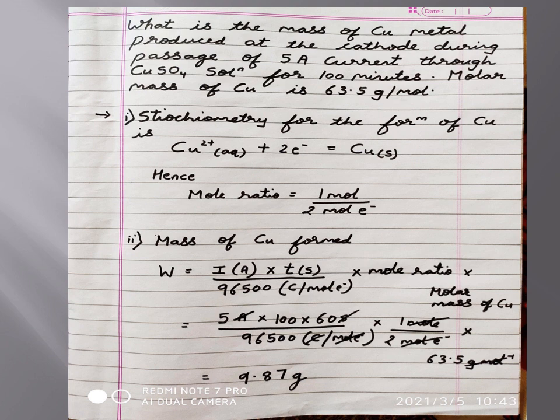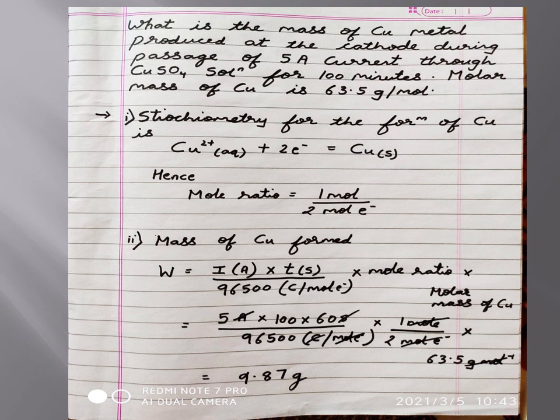Now students, in this we are able to calculate the amount of substance that is deposited at the cathode, and to calculate the volume of the gas that is being liberated, or the weight of the gas that is being liberated. Now students, in this type of numerical that you all can see on the slide, we are supposed to calculate the amount of substance that is deposited at the electrode.